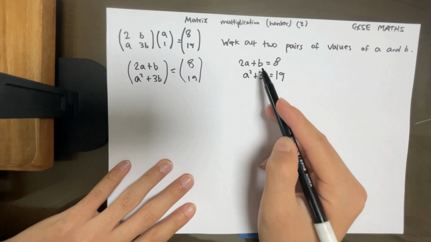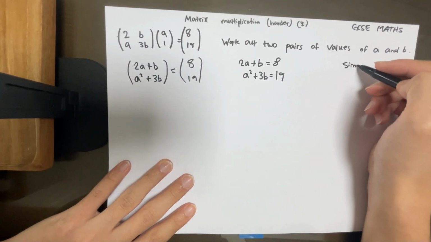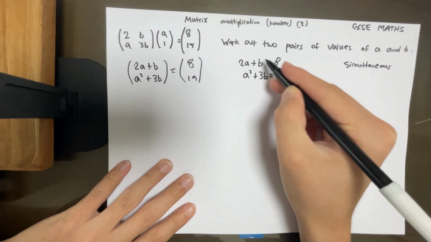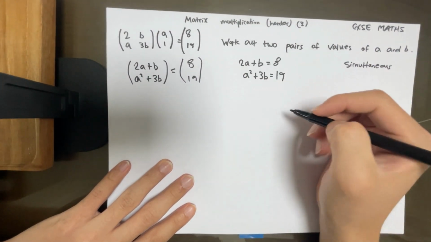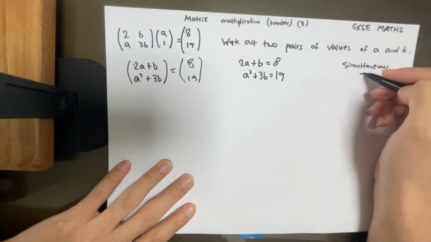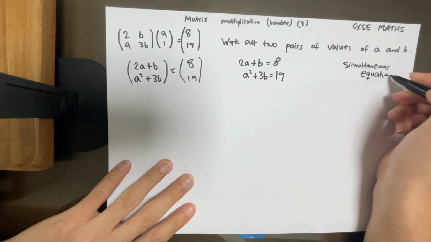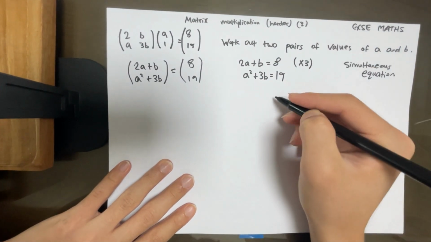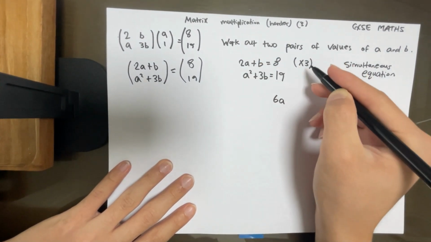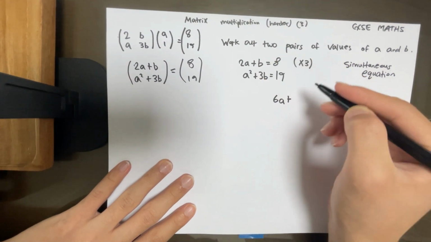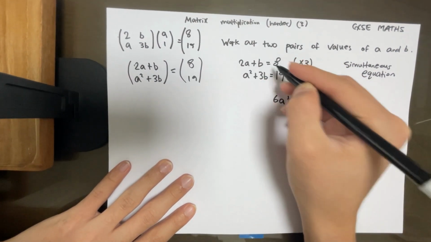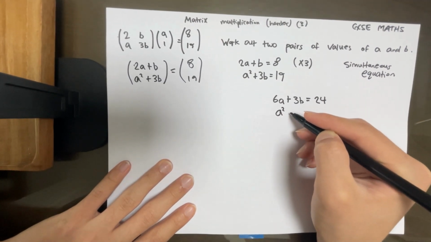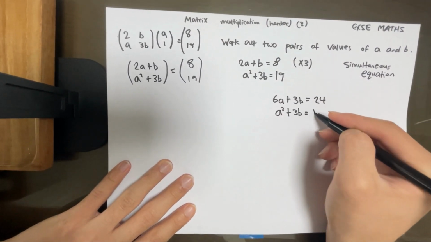So looking at this, we can probably make a simultaneous equation, right? Because we have 3b and b, so we can probably multiply the above by 3 to make a simultaneous equation and get rid of the b. So we're going to multiply the top one by 3. That gives us 6a, 2a times 3 is 6a, plus 3b, 3 times b, is equal to 8 times 3, which is 24, and a squared plus 3b equals 19.